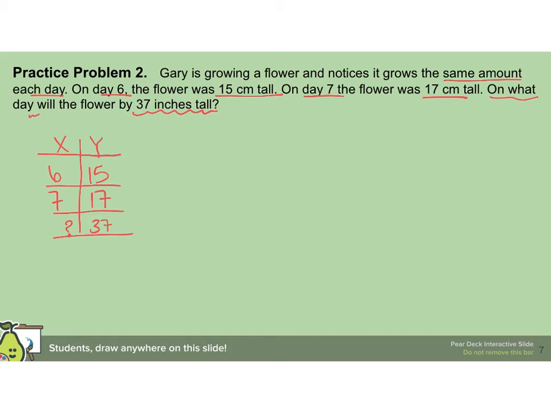So let's just go ahead and find the slope. 17 minus 15 over 7 minus 6 gives me a slope of 2. Okay, so m is 2. Now for my initial value, I don't want to count backwards all the way to 0 because I'm at 6. I'd have to go 5, 4, 3, 2. So I'm just going to plug it into b equals y minus mx.